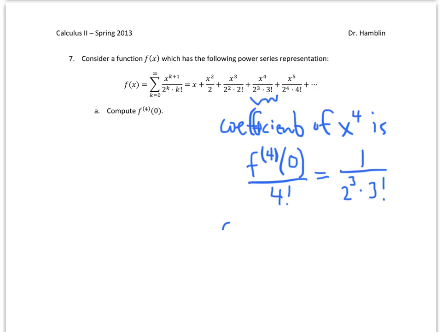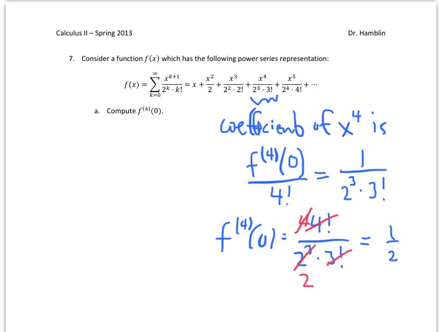So that means that for my 4th derivative evaluated at 0, all I have to do is multiply both sides by 4 factorial. And I can simplify this. 4 factorial divided by 3 factorial is just 4. And then 2 cubed is 8, so this 4 is going to divide out with that 8, leaving a 2 on the bottom. And so this equals simply 1/2. And that's it. Hopefully you believe that that's easier than taking 4 derivatives and trying to plug in 0 and see what we get.